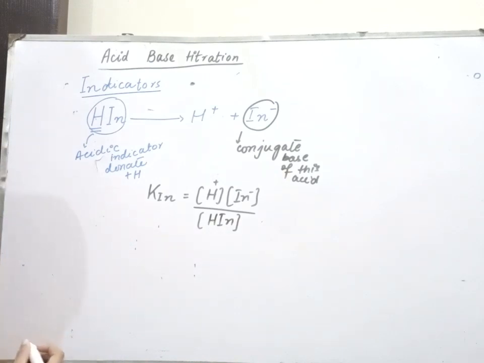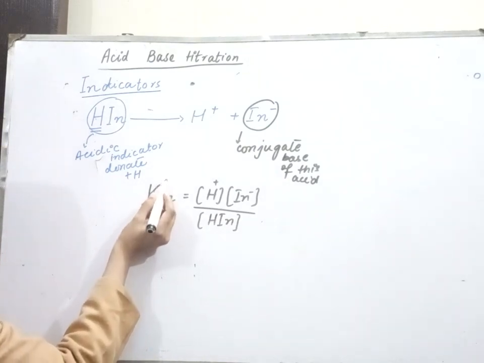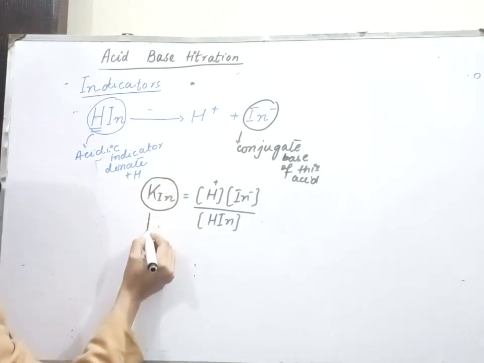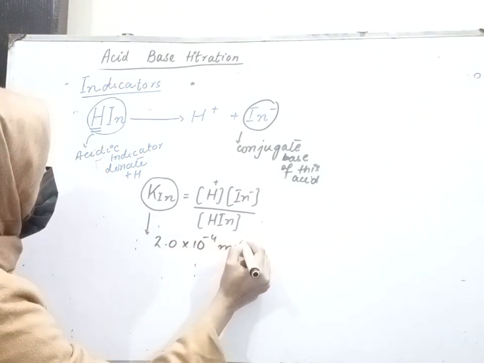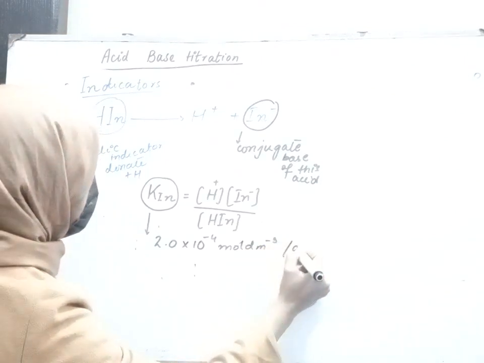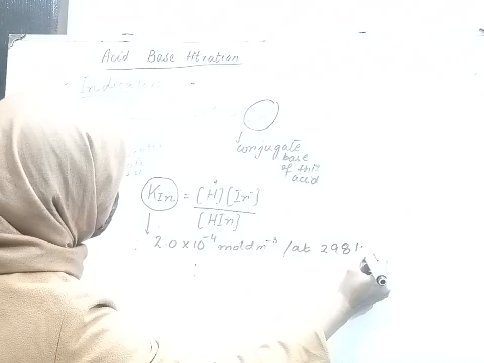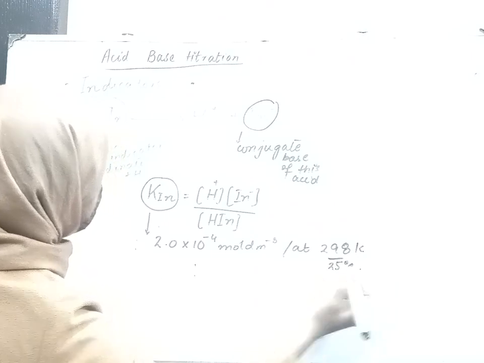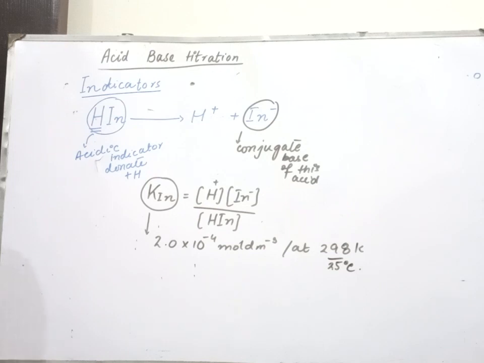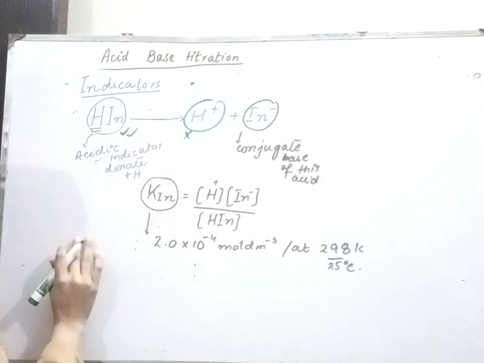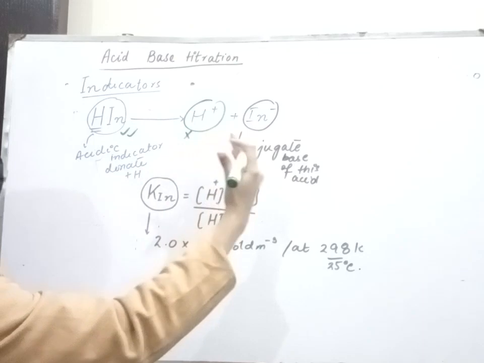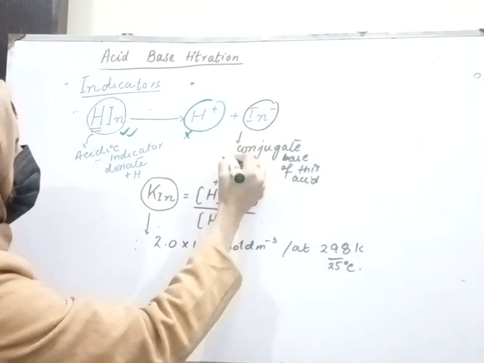Remember one thing, the equilibrium dissociation constant, or Kin value, will be equal to 2.0 times 10 to the power minus 4 mole per decimeter cube at 298 kelvins, which means 25 degrees Celsius. Got the point? Now which will be the acid base pair? This is an acid. After losing a proton, it is converted into In negative. So this will be its conjugate base.